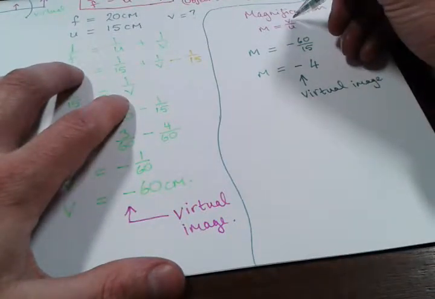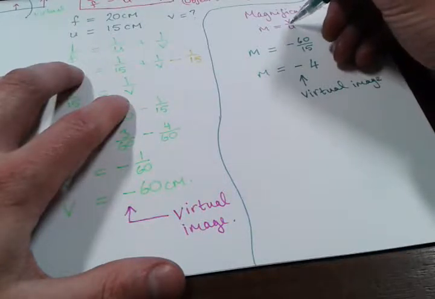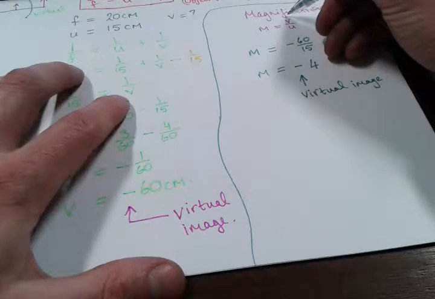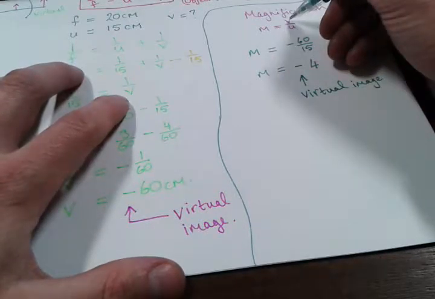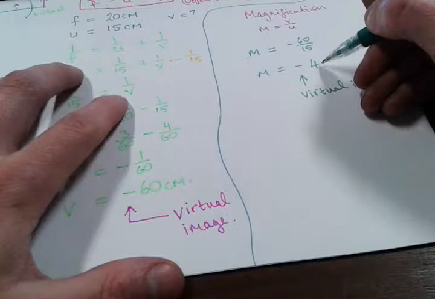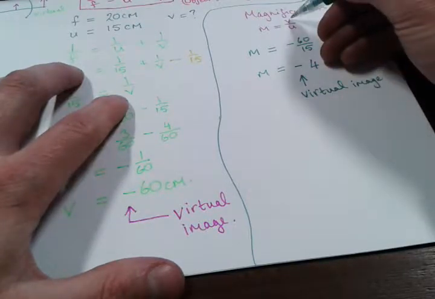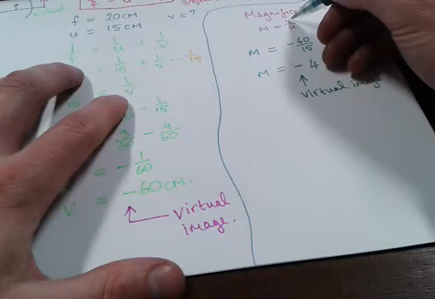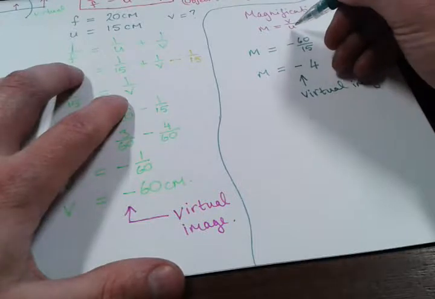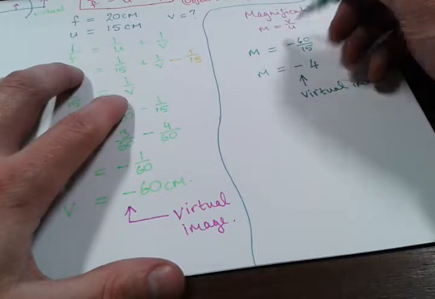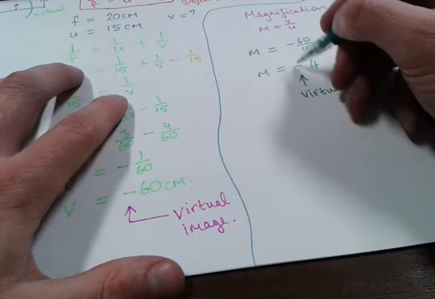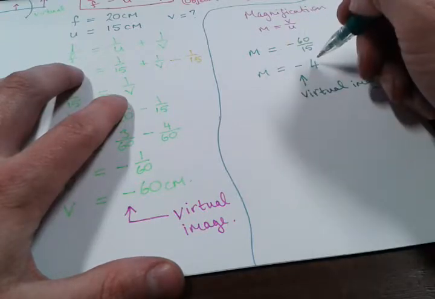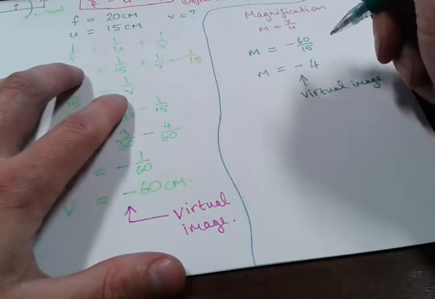Now you can have a negative or a positive v. So if u is always positive and you put a negative value in for v, that would mean that you have a virtual image. Then you end up with a negative value overall because it's a negative divided by a positive. If you have a real image, you have a positive v, a positive image distance, and positive divided by positive will give you positive. So if this value is positive here for magnification, it just means that you have a real image, that's all.